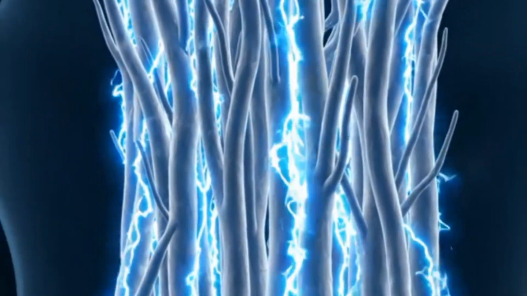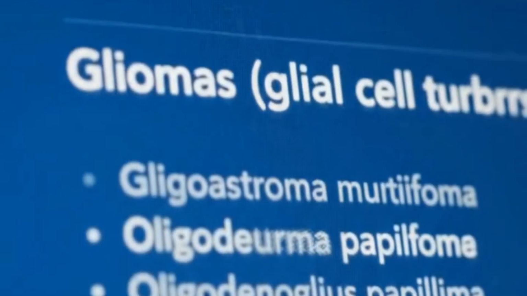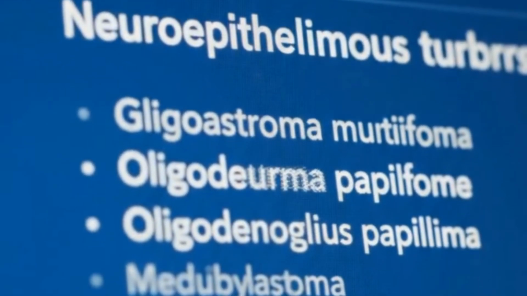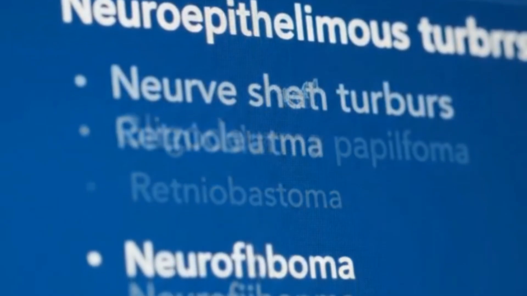across tissue. Clinical significance: tumors. Neoplasms in nervous tissue include gliomas, oligoastrocytoma, choroid plexus papilloma, and ependymoma.